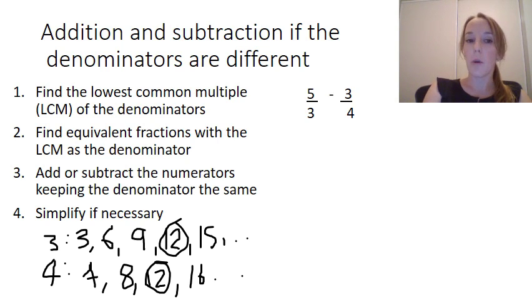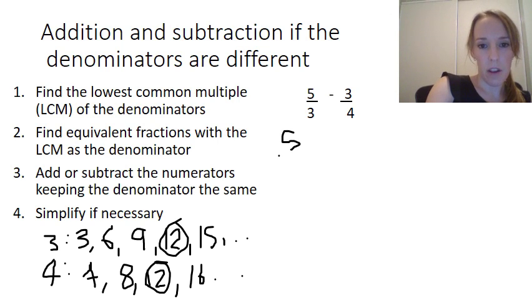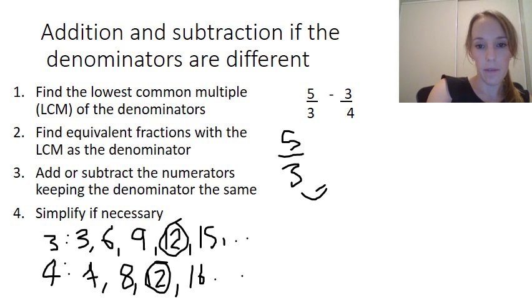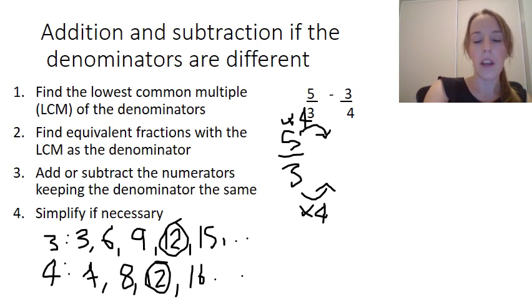Step 2 is find equivalent fractions with their lowest common multiple as the denominator. So for 5/3, the lowest common multiple is going to be 12, and we need to get that 3 into a 12. To do that, we have to multiply by 4 because 3 times 4 is 12. And remember, whatever we do to our denominator, we have to do to our numerator as well. So 5 times 4 is 20, 3 times 4 is 12.